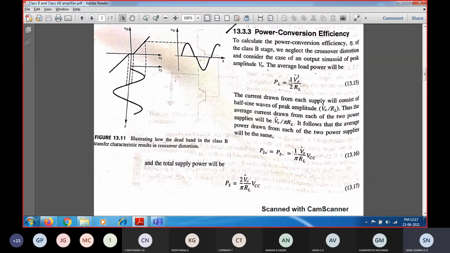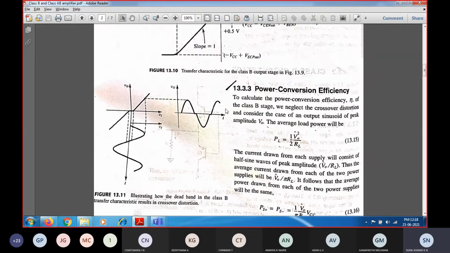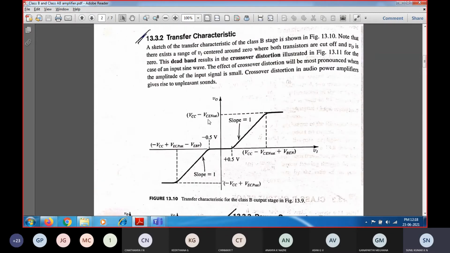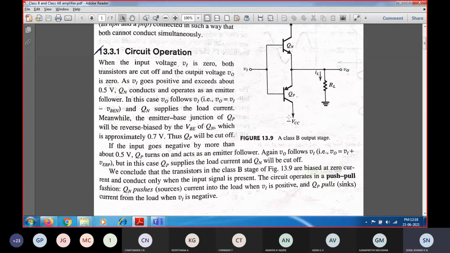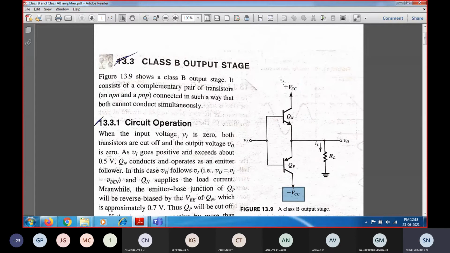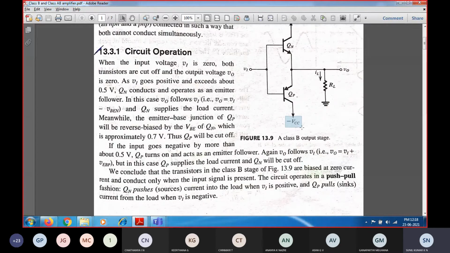Now, in order to find out the DC power supply, that is the DC supply, which is because of the supply voltage DC. So we need to find out what is the PS. So there is a supply power we need to find. We know that in this circuit configuration, you can see there are two power supplies. One is a positive power supply, another one is a negative power supply.